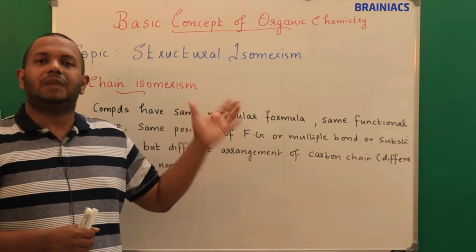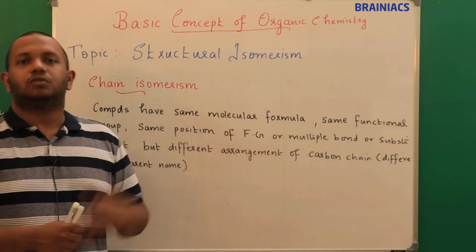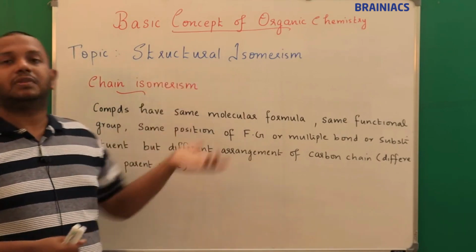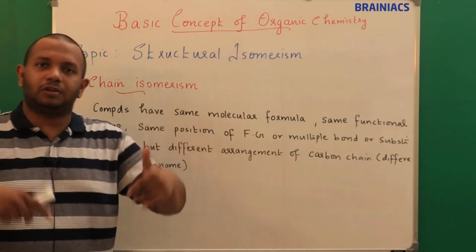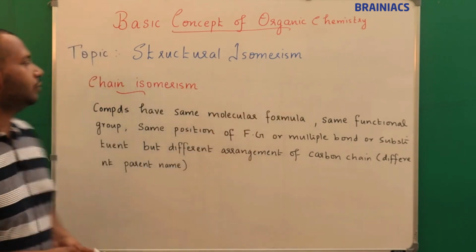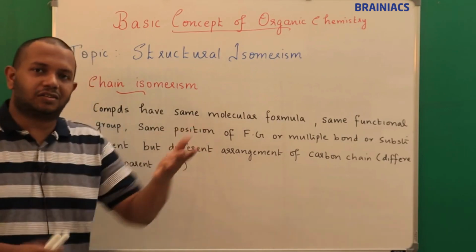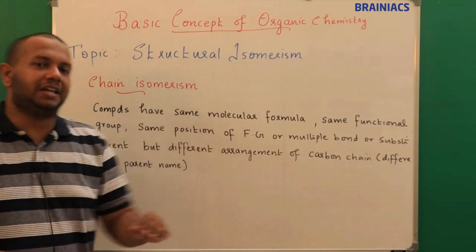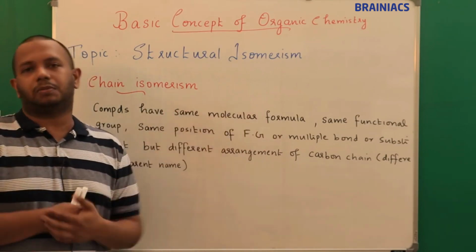So the structure can differ in different ways. For example, the position of the double bond can change. So I can say in structural isomerism, different types of structural change can happen. Based on that, it is further divided, and the first one is chain isomerism. Here the structure is undergoing a change by changing the chain. Chain means the principal carbon chain.